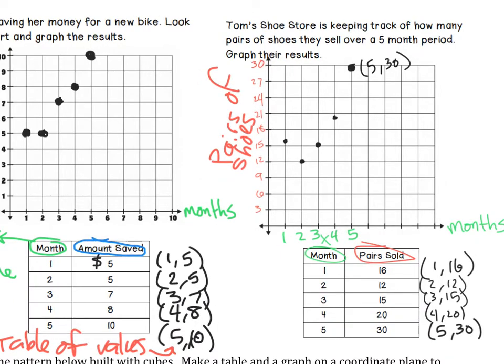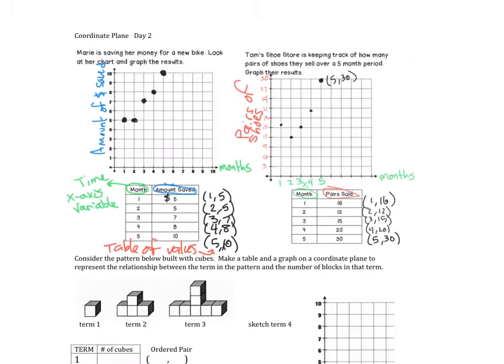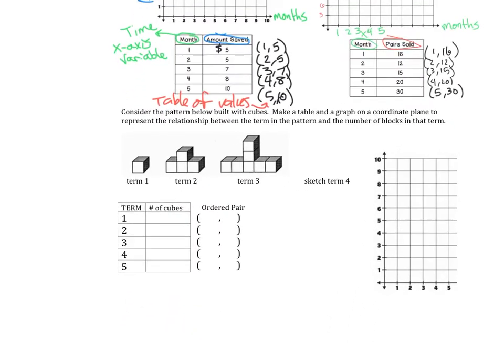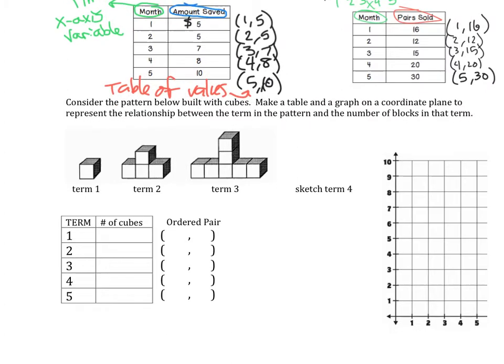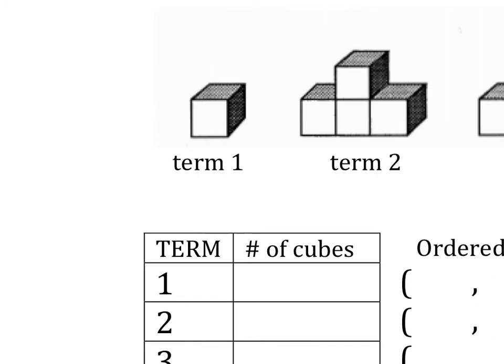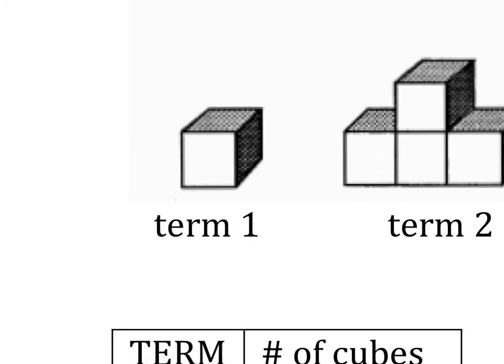All right, so let's go ahead and look at our next example of how a coordinate plane can represent information. It says, consider the pattern below built with cubes. Make a table and a graph on the coordinate plane to represent the relationship between the term in the pattern and the number of blocks in that term. So let's look at the first one. In the first term, you see we have 1 block.